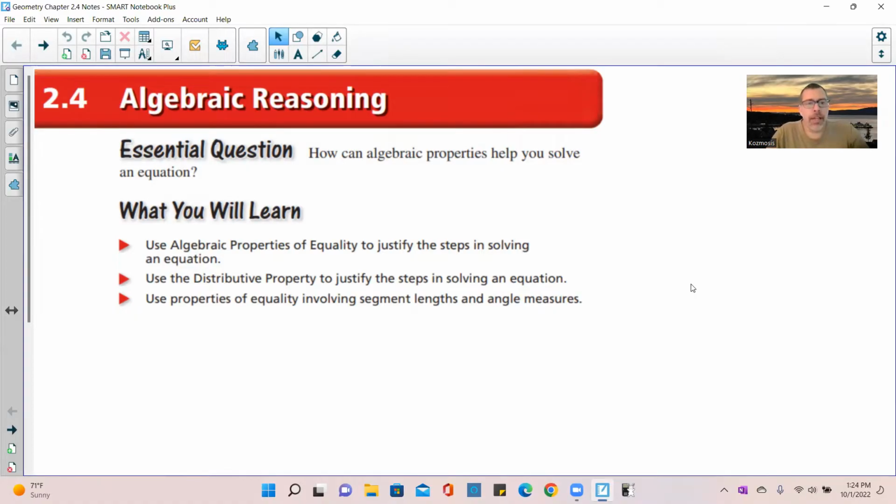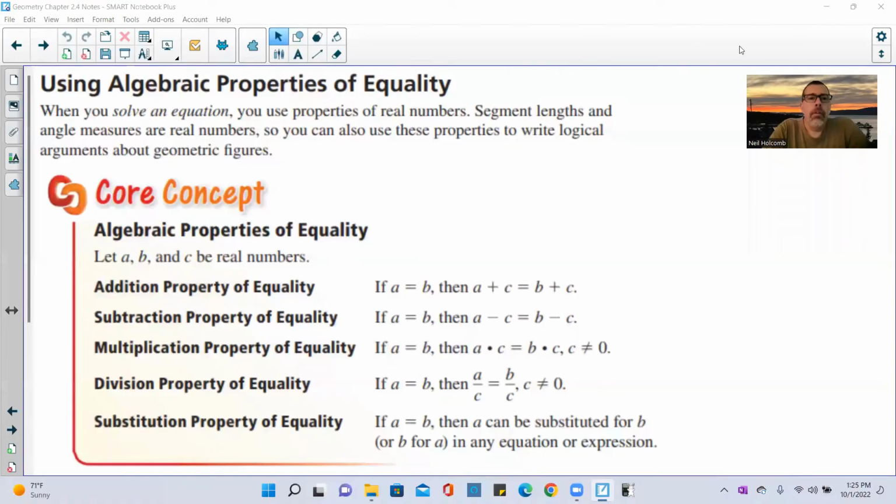So this is kind of setting up for what is called a two-part proof, where you have a statement and a reason, and we'll get into that. So use the distributive property to justify the steps in solving an equation, and use properties of equality involving segment lengths and angle measures. Okay, using algebraic properties of equality.